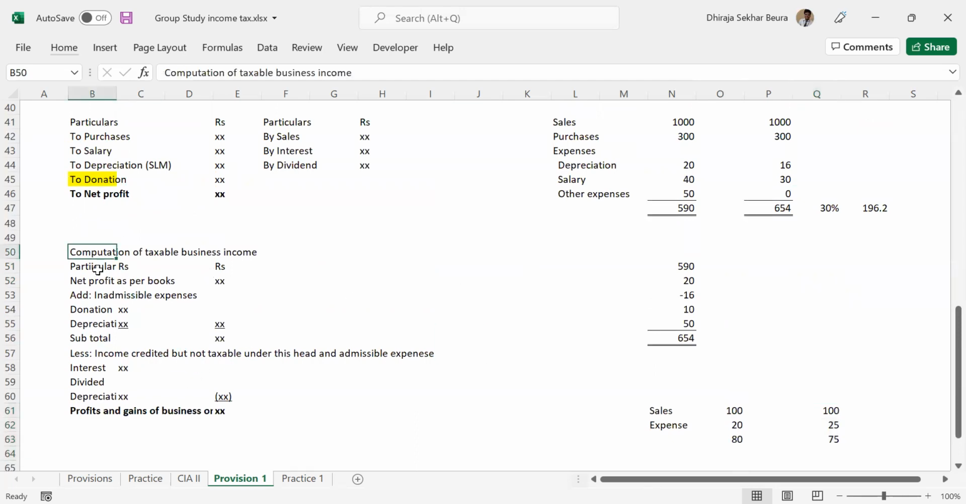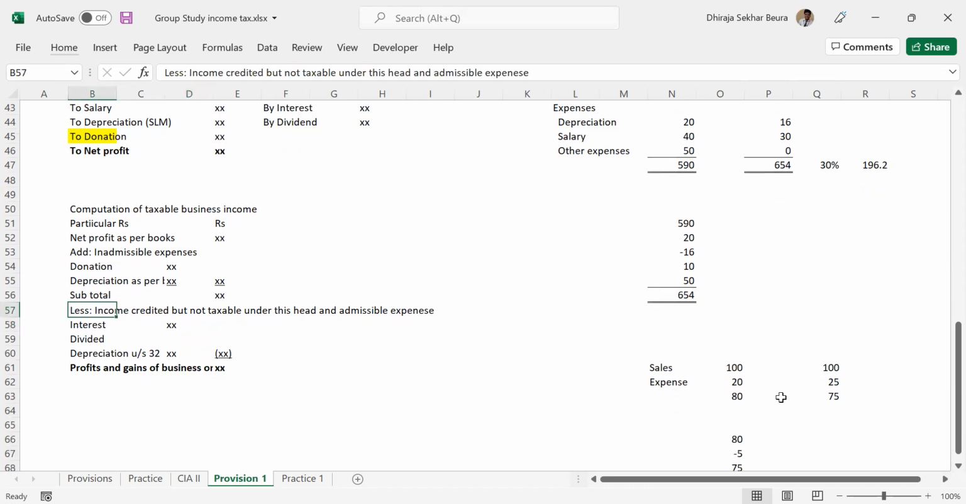Now, we will have net income as per books. Then we will add inadmissible expenses. What are inadmissible expenses? What is not allowed, that difference? Yes, exactly. Then we will deduct income credited but not taxable under this head, and admissible expenses. So the second one, the admissible expenses, is where I was talking about that extra 5. It was 20, it became 25. That extra 5 should be deducted here.